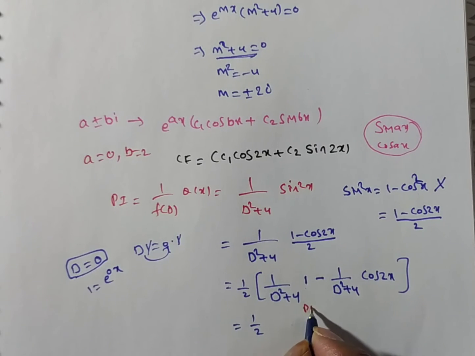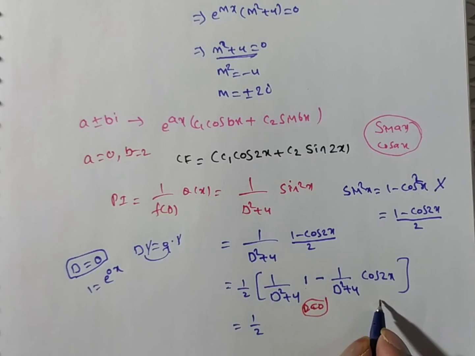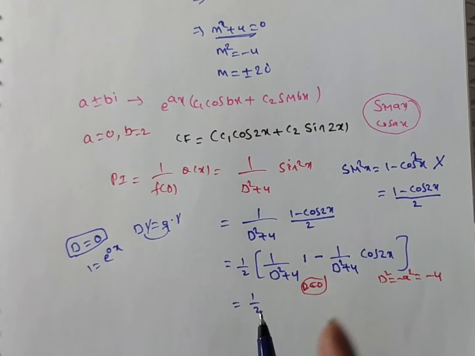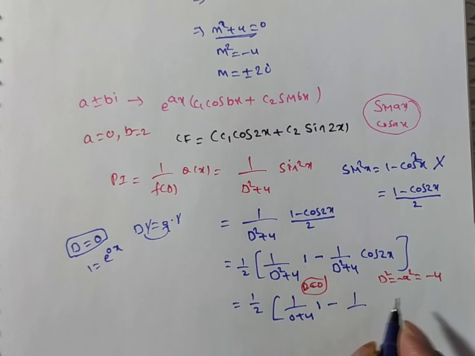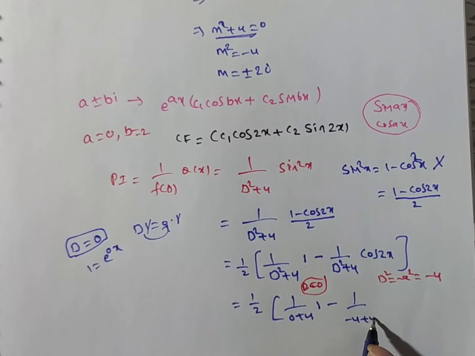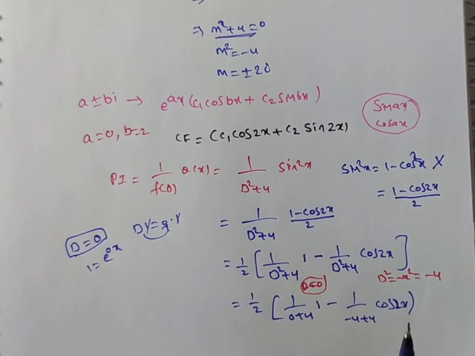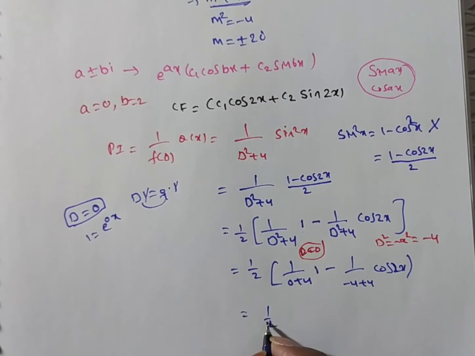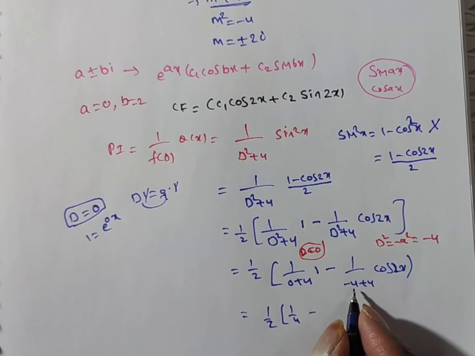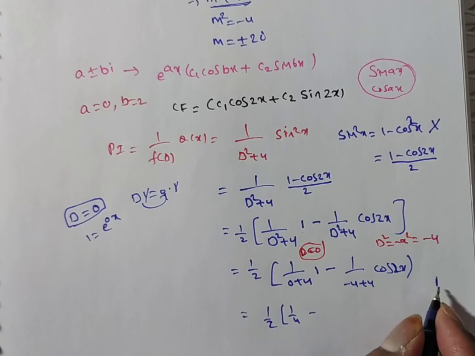So here you see, put D is equal to 0. What do you have to substitute here? D square is equal to minus a square. What is a here? You have 2. So minus 4 we need to substitute. Now 1 by 2 times half: 1 by 0 plus 4 into 1, minus 1 by, this is D square meaning minus 4, minus 4 plus 4 into cos 2x. So you see friends, 1 by 2 times half, this is 1 by 4 into 1 is 1 by 4. This is okay. Next, minus 4 plus 4 is 0. So you have 1 by 0. 1 by 0 means not defined, so you cannot apply this formula.